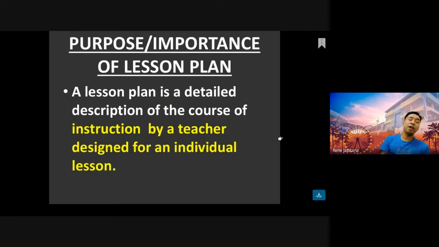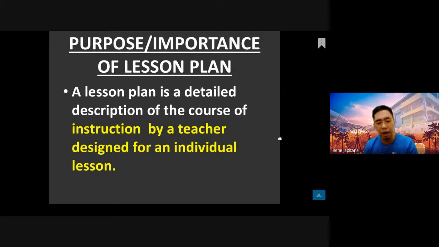So now we have the purpose or the importance of lesson plan. Why is there a need for us to prepare our lesson? What's the purpose of having the lesson plan? A lesson plan is a detailed description of the course of instruction by a teacher designed for an individual lesson. Meaning to say, how are we going to deliver the curriculum that was crafted by the different experts at the national level, the national standards?